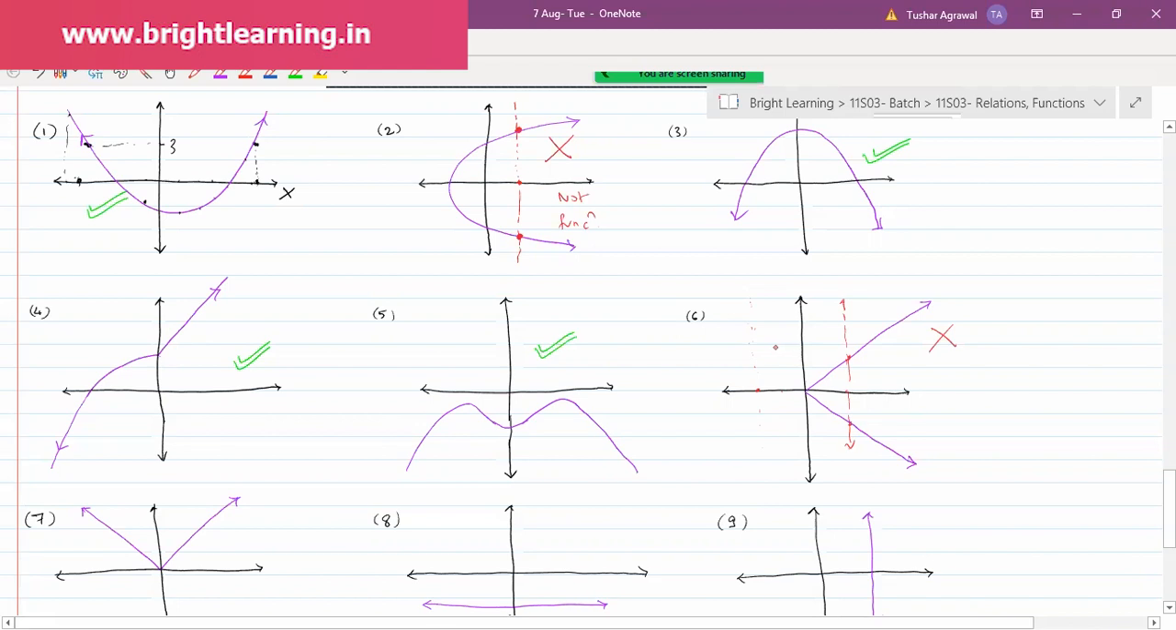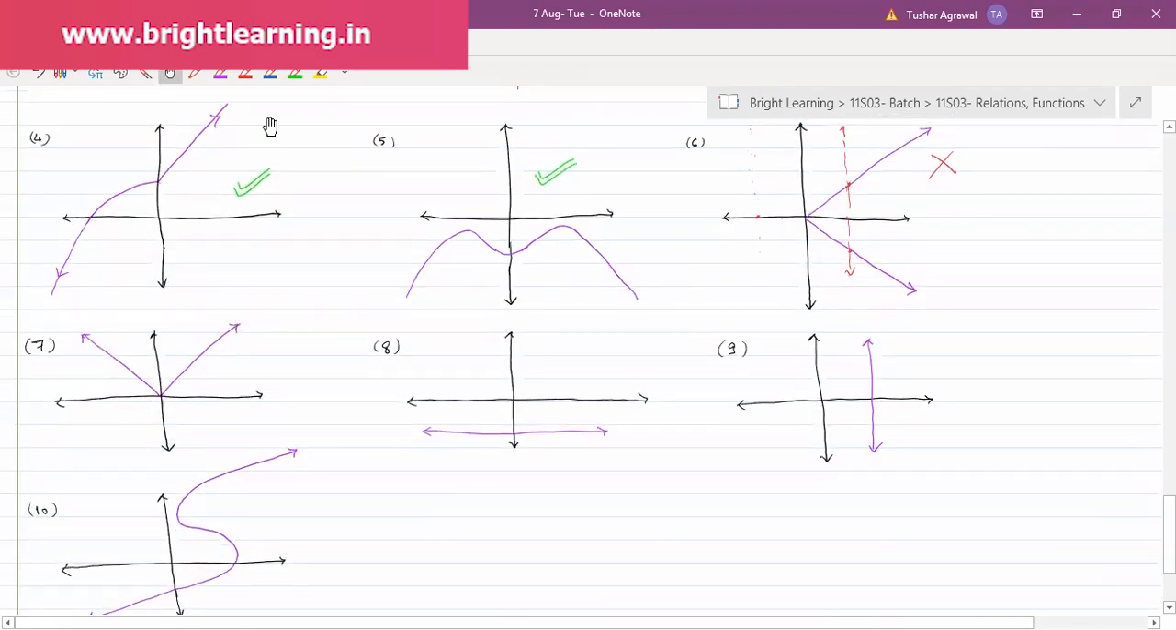Question number 6 is not a function for two reasons. Both the conditions of function it is violating. Each and every point should have an image. So there we have found out some points which do not have an image, and also we have found more than one images. So 6th is not a function. 7th one, it is a function.